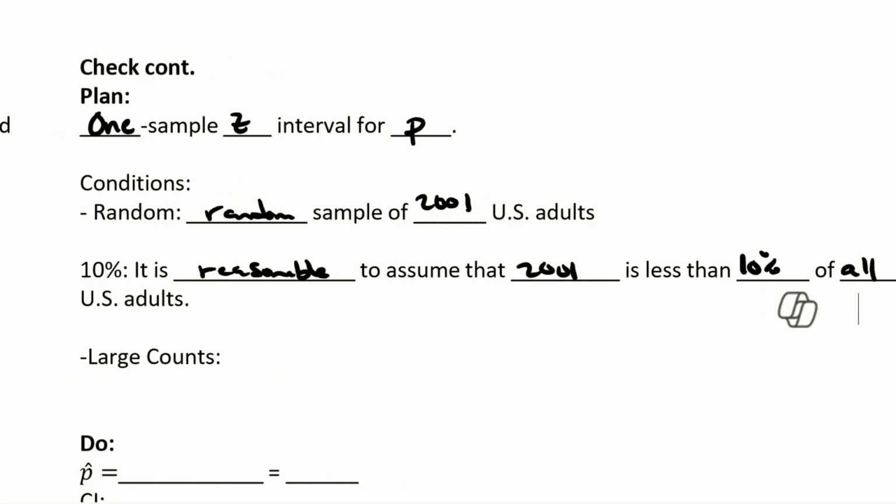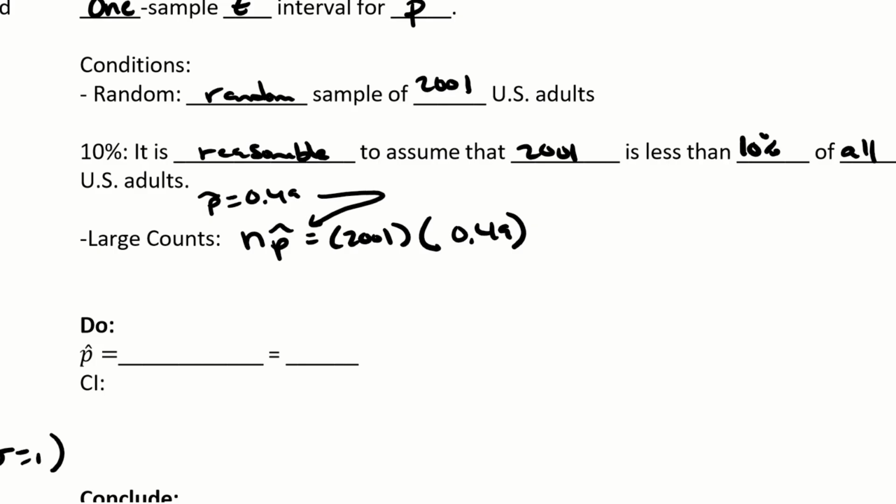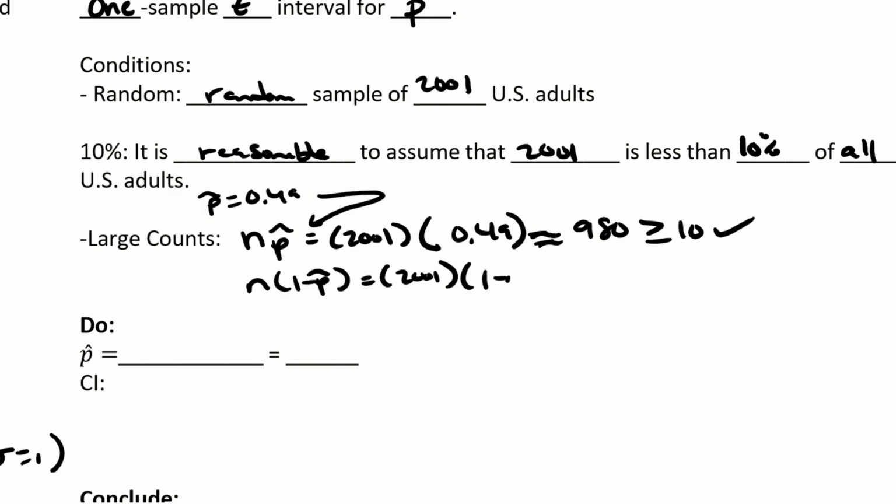So we have n times p hat: 2001 U.S. adults times about 49%, or 0.49. Remember, the p hat is about 49%, so 0.49. That is approximately 980, which is greater than or equal to 10. And then n times 1 minus p hat, which is 2001 times 1 minus that, is approximately 1020 or 1021, which is greater than or equal to 10.